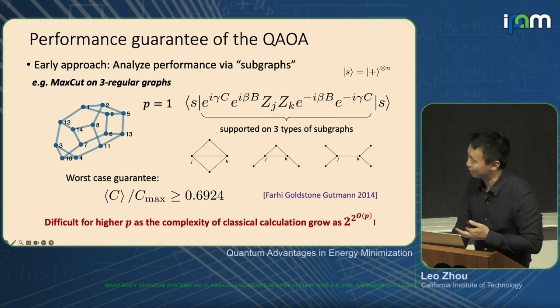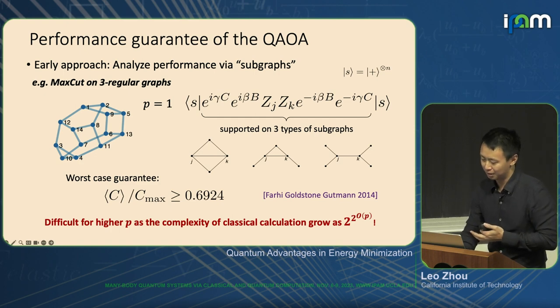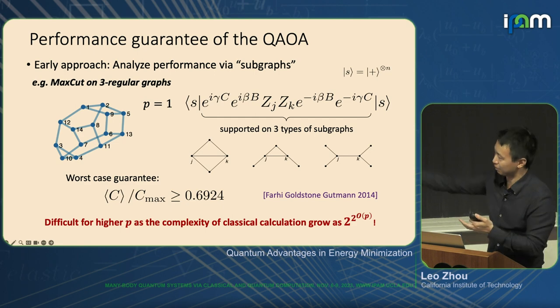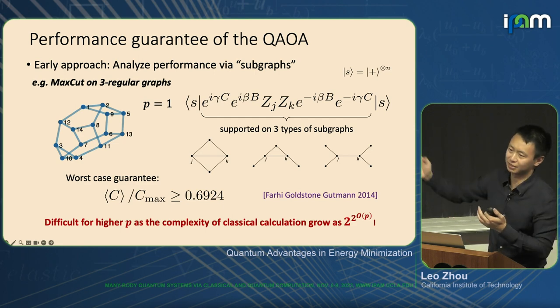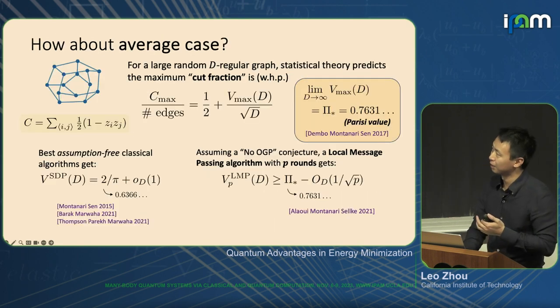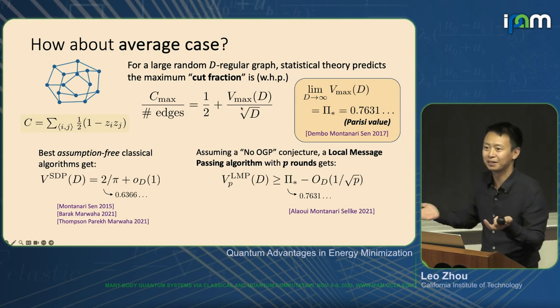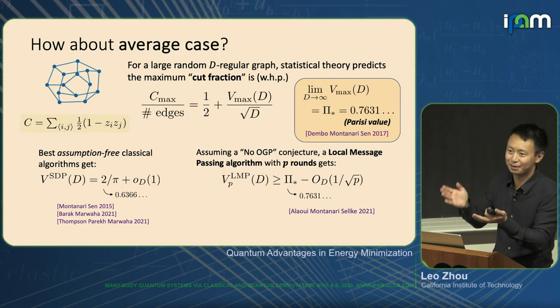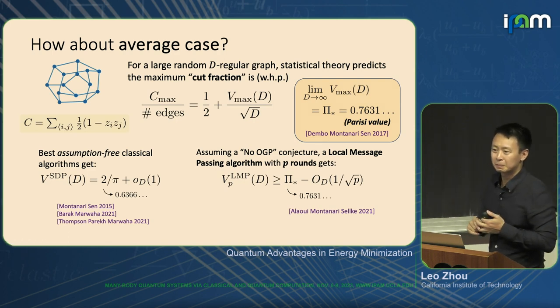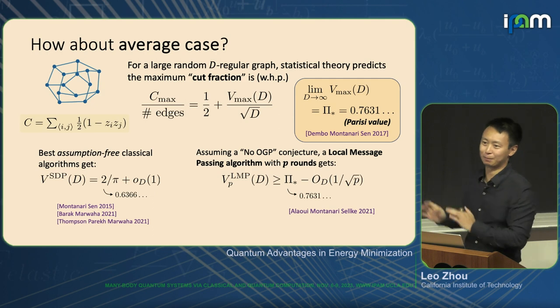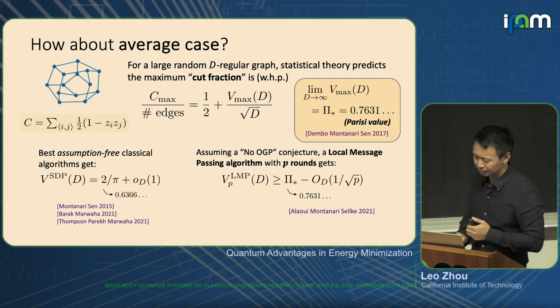This is much worse. If you look at the approximation ratio, it only guarantees about 0.7, essentially. But if you just do random guessing, you get half the edges, and the maximum cut is one half plus something that vanishes. So the approximation ratio is arbitrarily close to one. So really, they're not comparable. Maybe we can talk more about this later if you're confused. Okay.